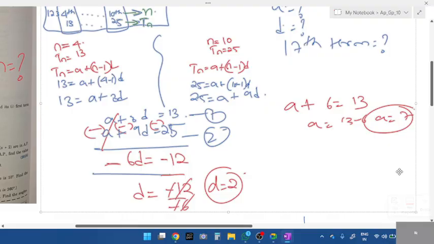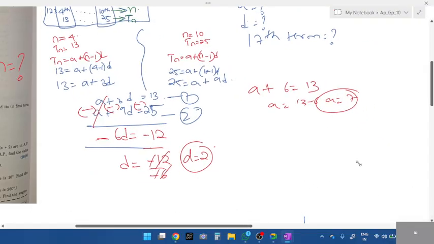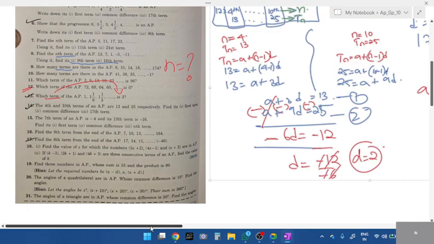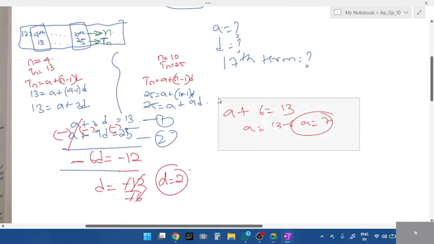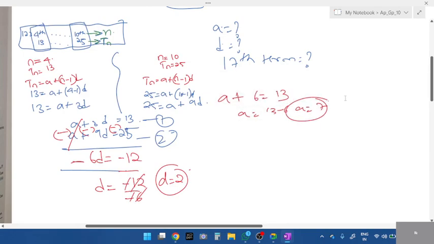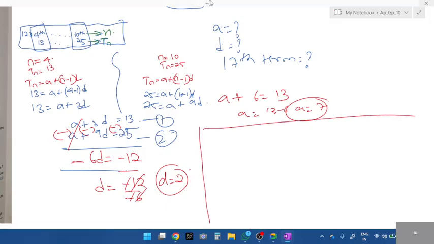So don't memorize, students. Understand. A and D is what they have asked. In the question, A and D is not mentioned. In other questions, it was mentioned. If it is not mentioned, we definitely need two alphabets, I mean, two equations. And for two equations, they'll give you the n value and the T of n value. Write that and complete it.